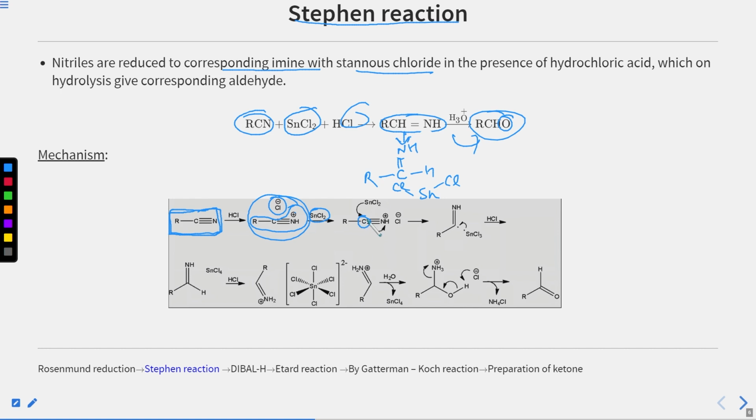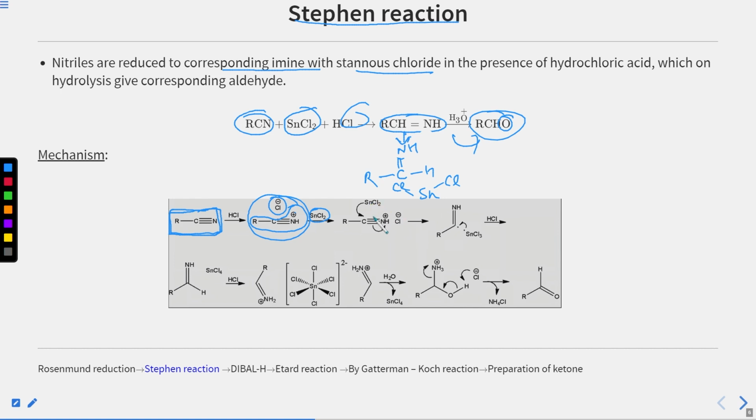So it will donate one electron to this carbon. Sorry, there should be a fish hook arrow here rather than a double-headed arrow, because one electron is donated. One electron is donated, and we get a radical. So this pi bond goes onto the nitrogen, and it creates a double bond.